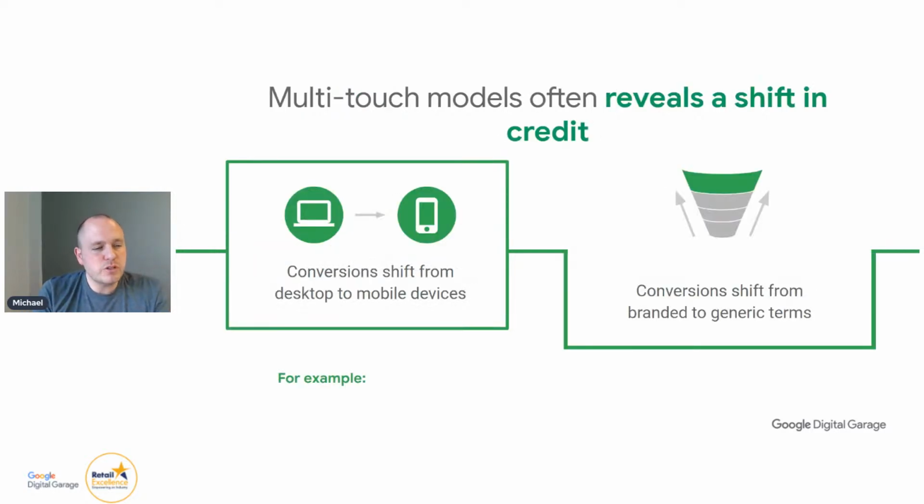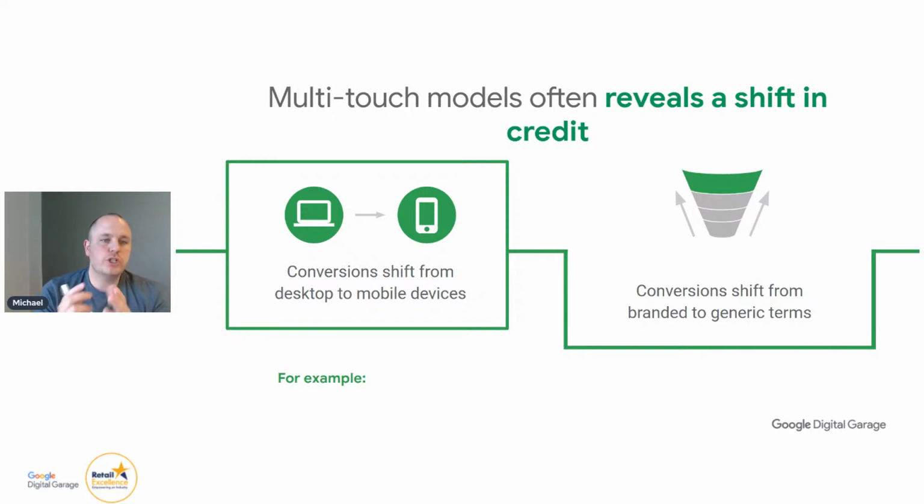So, multi-touch models often reveal a shift in credit. After you change your conversion actions and attribution model to a multi-touch model, you should start to see some changes to your campaigns and reporting.